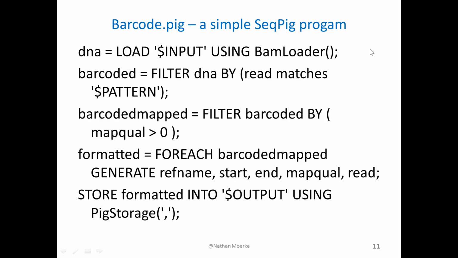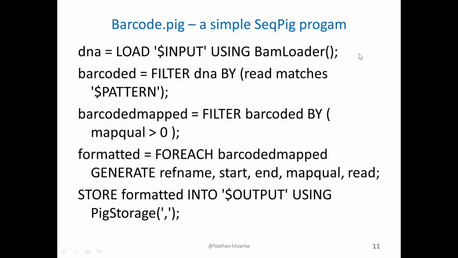To describe this script in brief, it first loads DNA sequence data using a function in SeqPig called BAM loader, and this is used for loading data from the BAM storage format. This storage format is a compressed binary format which contains DNA sequences that have been aligned to a master reference sequence, along with accompanying information describing the sequence quality and where it's located in the alignment.